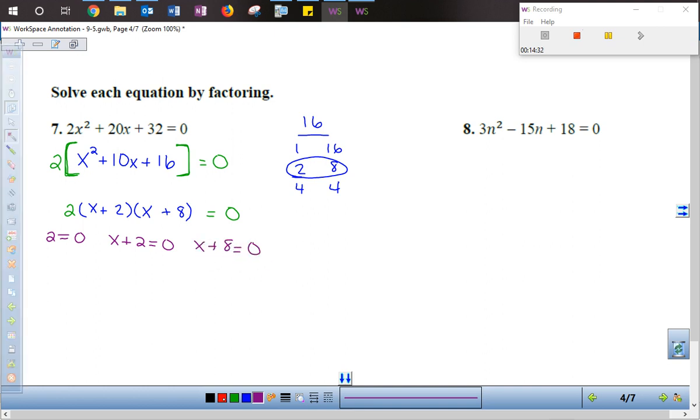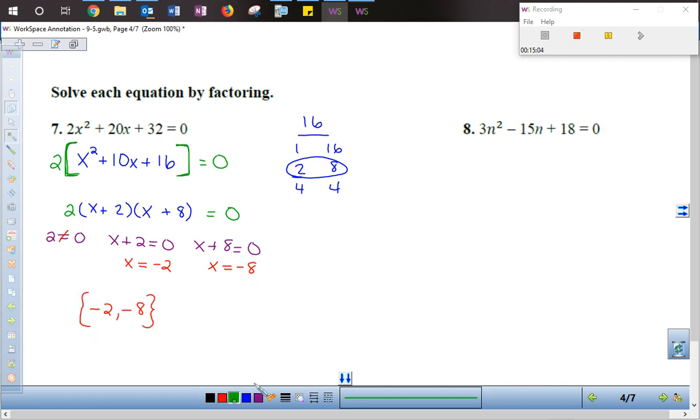And we can solve. Now hopefully you'll notice that my first equation, 2 equals 0, isn't an equation at all, because we don't have a variable. And since this isn't true, it doesn't help us, and we can cross off that equal sign. Now x plus 2 equals 0, so I can subtract 2 from each side, and I'll get x equals negative 2. And x plus 8 equals 0, so I can subtract 8 from each side and get x equals negative 8. That means my two answers are negative 2 and negative 8.